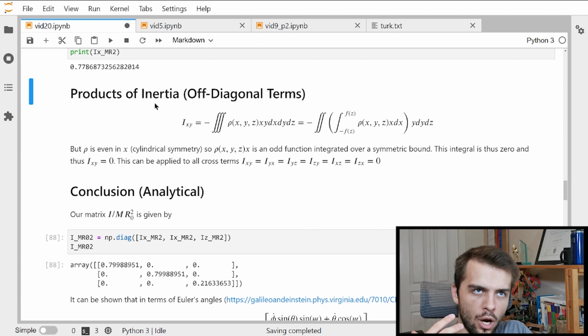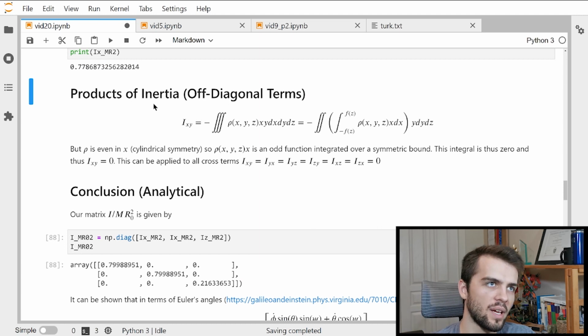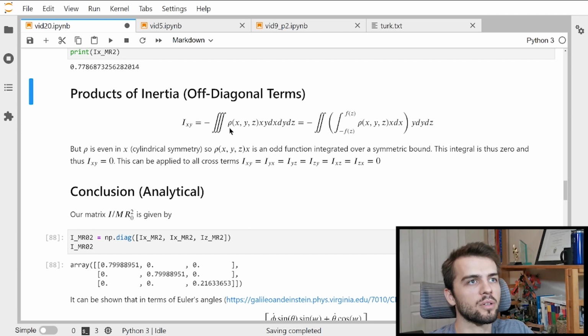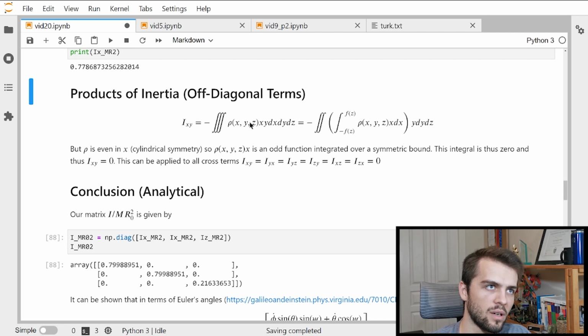So now I want to show that the off-diagonal terms are equal to 0. And I'll do an example with Ixy, for example, and this argument holds for all the other cases as well. Well, I have the triple integral of rho xyz, xy dx dy dz. This is like the formula for the off term. So if I have xy, this is equal to xy. If I have yz, it's equal to yz here.